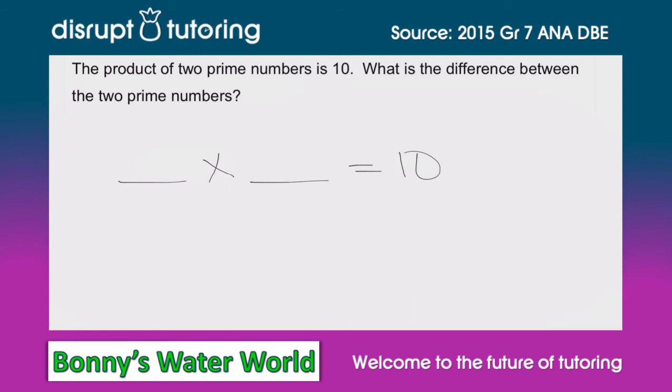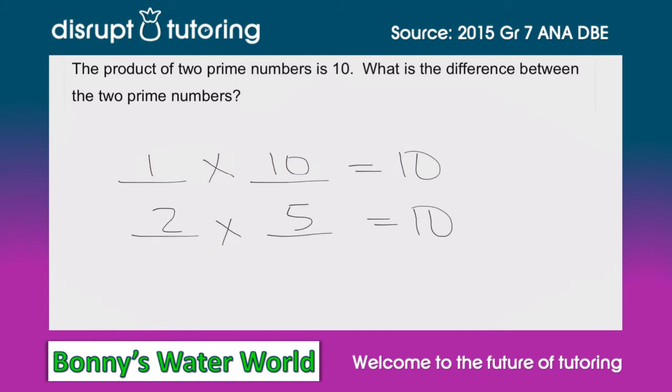Now let's start off with this first part of the question. The product of two prime numbers is 10. So let's think of the different ways we can multiply two numbers to get to 10. So the first way that I can think of is we have 1 times 10 is 10. The second way we can do that is we can say that 2 times 5 equals 10.